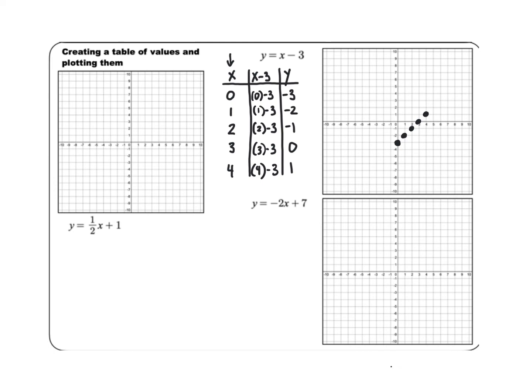At the end of the day, I connect them all up, and when I connect them, I want to make that as straight as possible. And that is what that line looks like just by plotting some points using the table of values right there. So let's try this next one here. Table of values, setting things up.